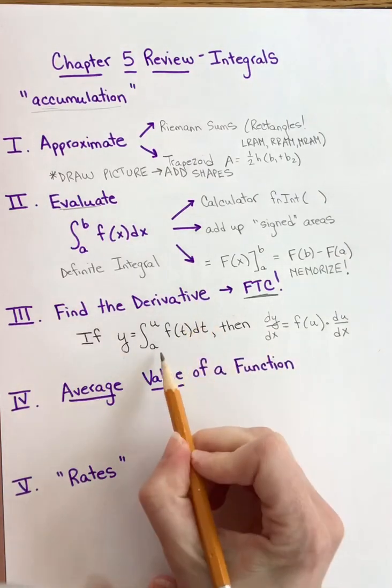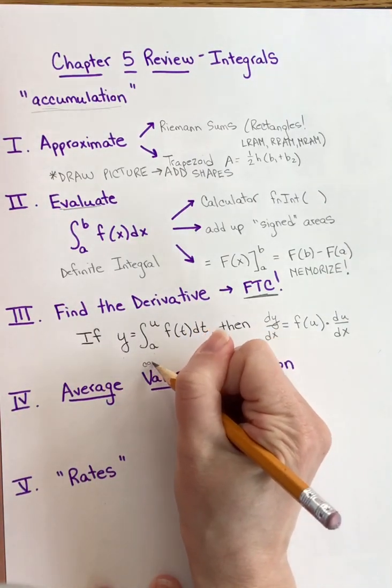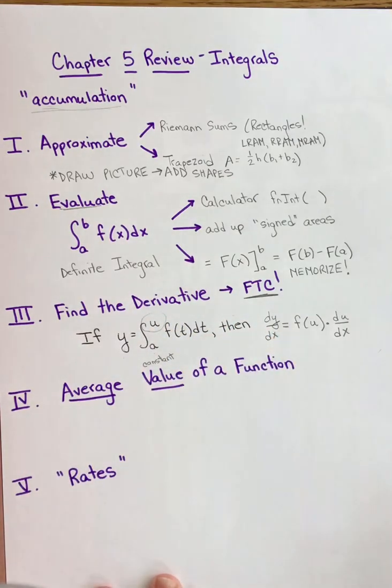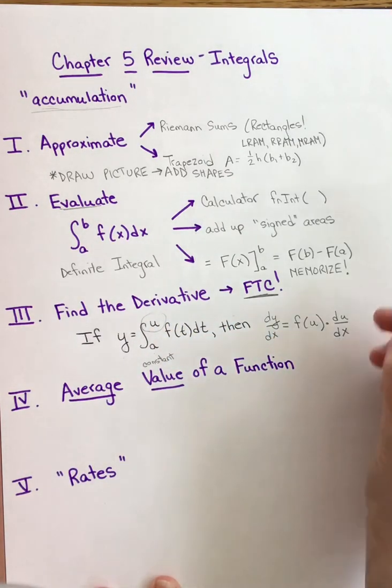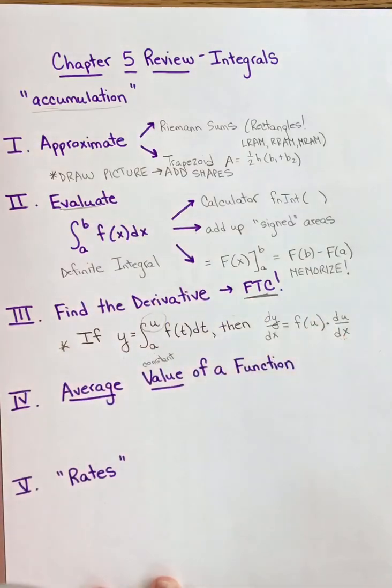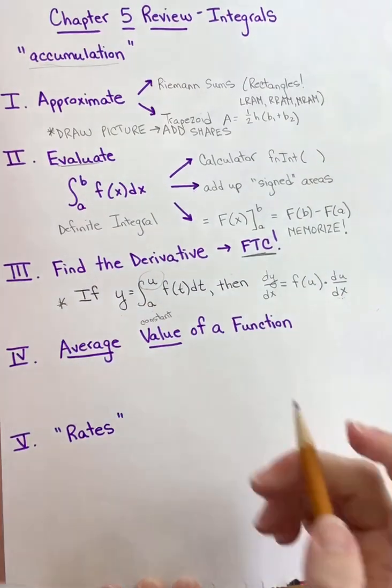Remember, for this game to work, the lower limit was a constant. The upper limit might be some formula, which is why we have the chain rule and we multiply by its derivative. We're going to do quite a few AP practice questions this week with fundamental theorem of calculus. Okay, two more topics to go.